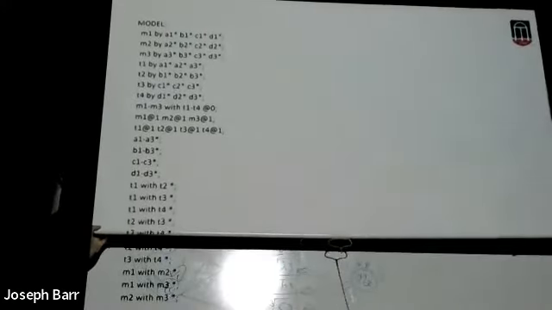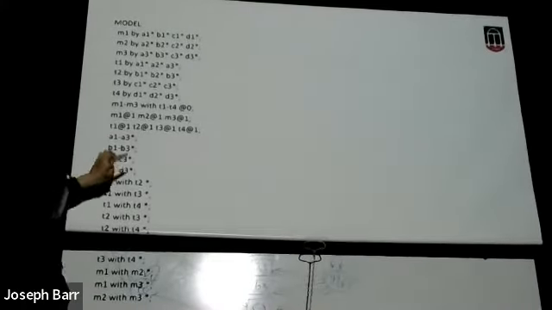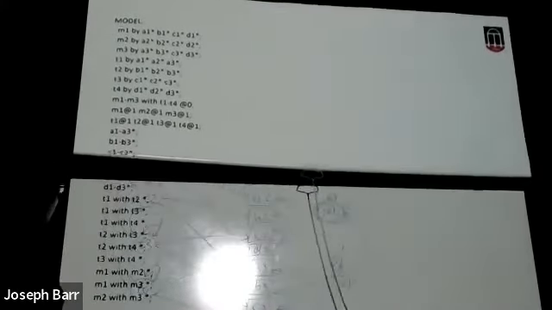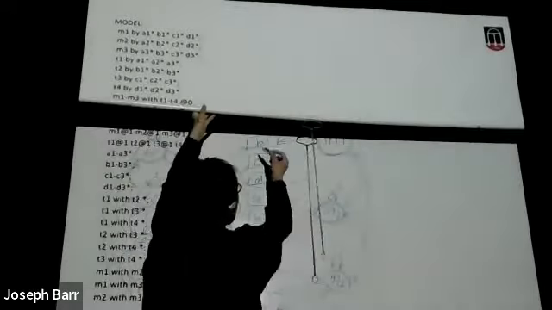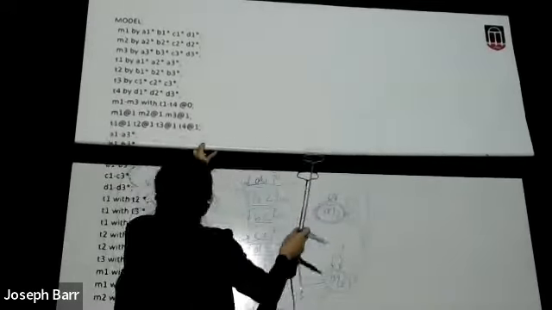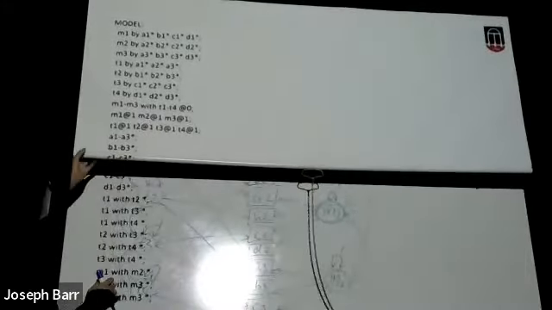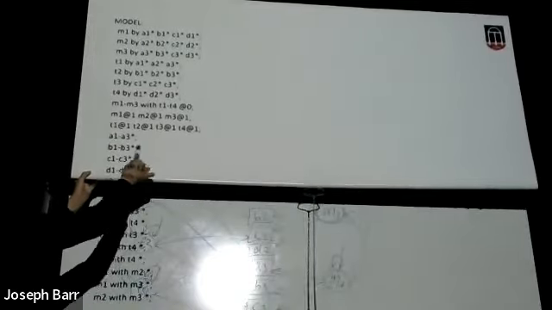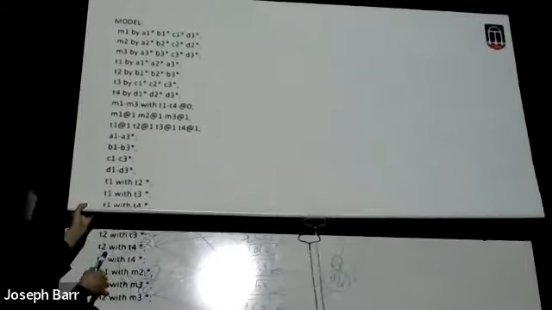And then these are covariances. These are residuals, A1 to A3. All of these are residuals: A1, A2, A3. These variances are residuals. B1 to B3, C1 to C3, D1 to D3, the residual variances.